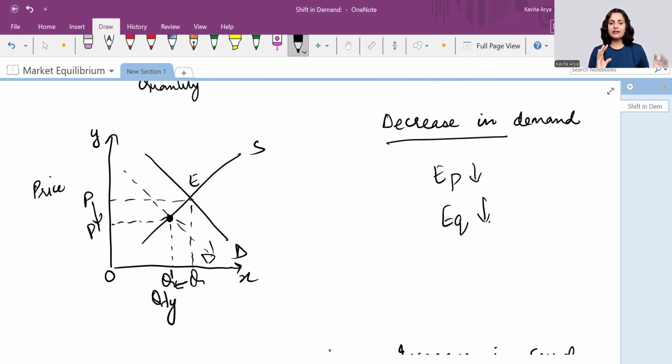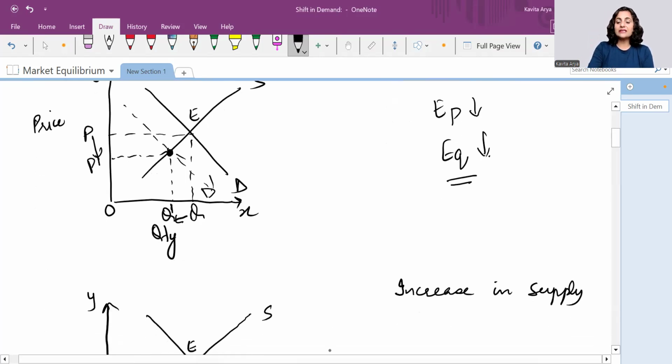It is inevitably very clear: when things are not demanded, what would be the impact on quantity? Quantity would show a fall. And because things are not demanded as compared to the supply, it is a clear situation of surplus. So in case of surplus, the prices also fall.